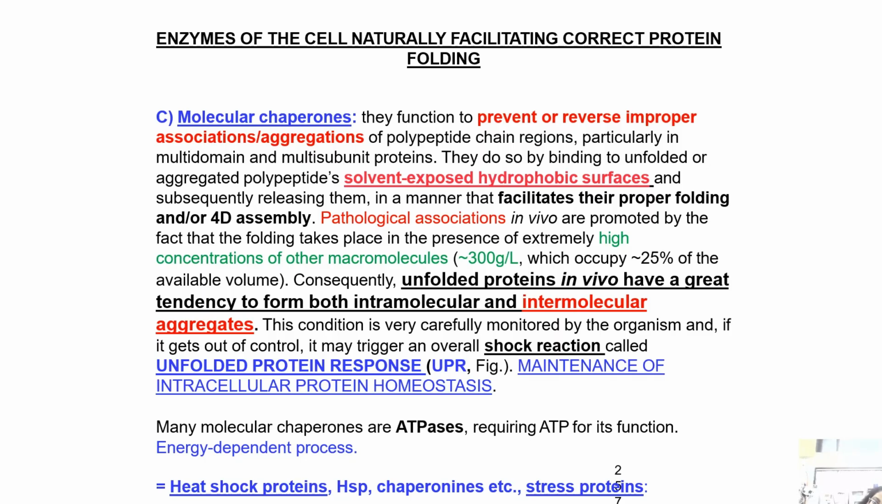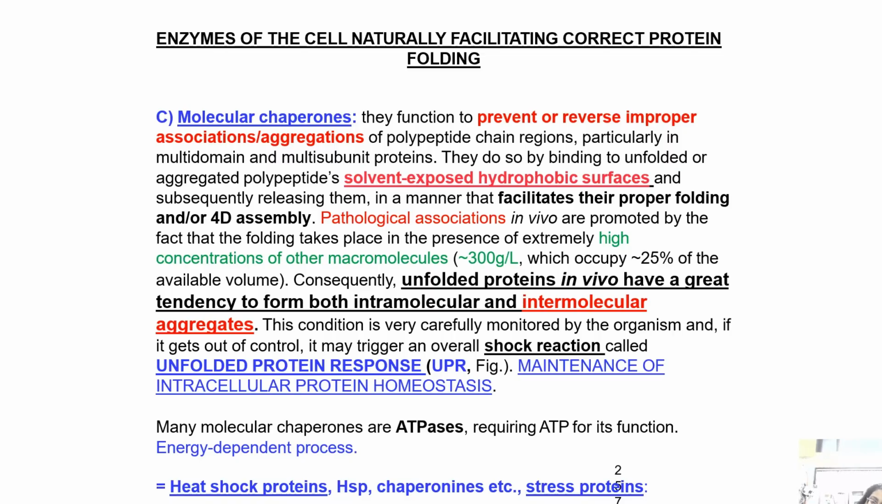So what molecular chaperones do is that they function to prevent or reverse improper associations and aggregations of polypeptide chain regions, particularly in multi-domain and multi-subunit proteins. They do so by binding to unfolded or aggregated polypeptide solvent-exposed hydrophobic surfaces and subsequently releasing them in a manner that facilitates proper folding or assembly.